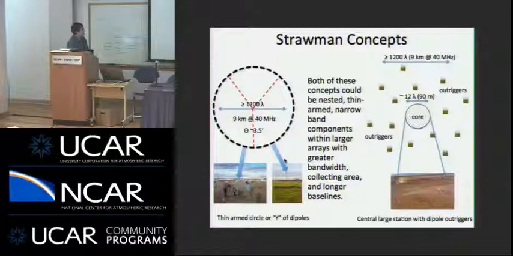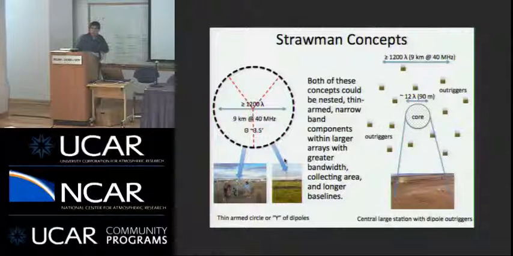I'll just end here with a straw man concept. This is inspired by Kolgura. I drew a circle, but if you just look at this Y, an inverted Y, that's obviously a common concept. 10 kilometers in size, so maybe 100 or 200 elements on each arm separated by about 100 meters, to get your few arc minute angular resolution. You could use either a LOFAR or LWA or whatever dipole. That's kind of what your system would look like, so it would be relatively inexpensive.